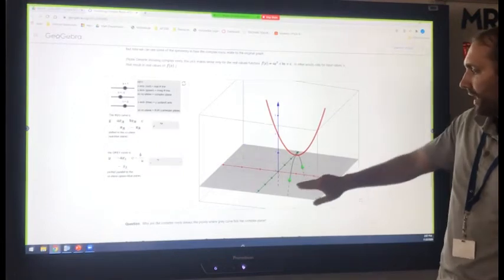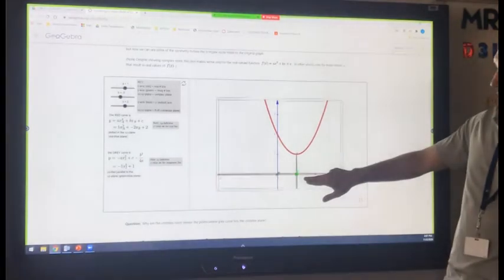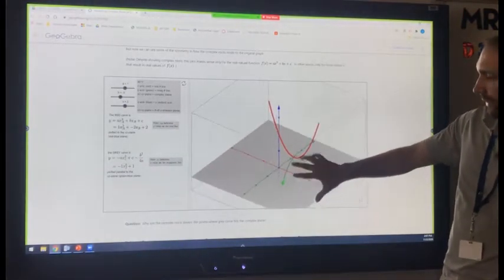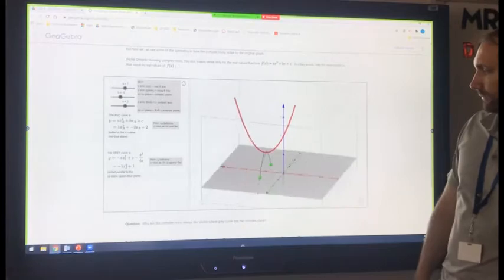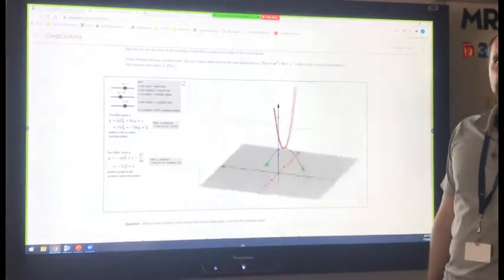So the blue is my y-axis, the red is my x-axis. Here's our normal xy plane. The gray area is my 3rd dimension. So these green dots represent my imaginary numbers, or my complex numbers.